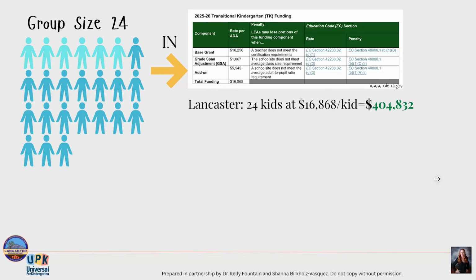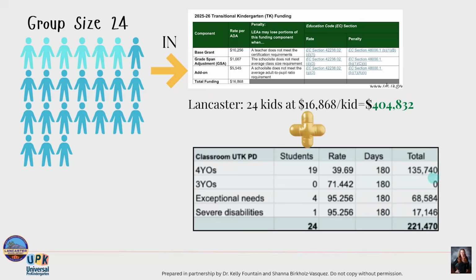Remember, I said you had $130,000 extra dollars that you could use to reduce the ratio, even if you kept them at 20 kids. If you bring it to 24 kids, you're bringing in even more money. So you have $404,000 in our system per classroom because we have 24, plus we're bringing in that state preschool money. So this is just a sample classroom.